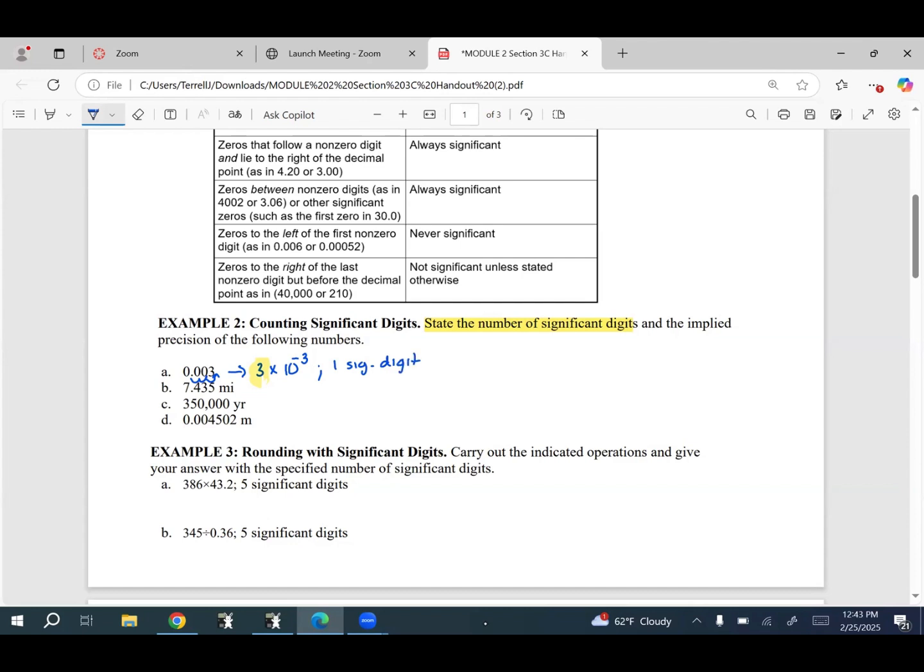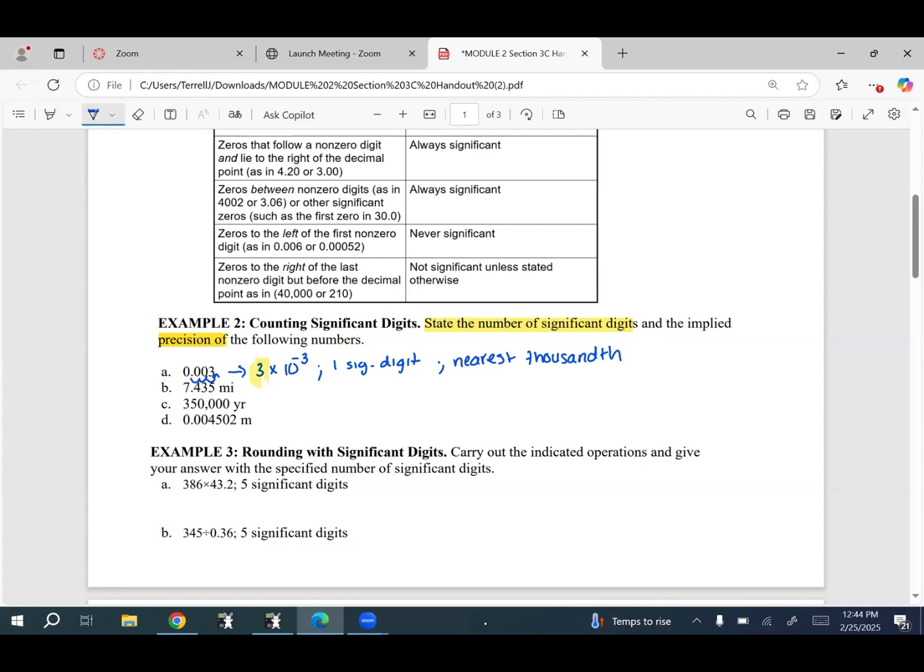So my answer is 1 significant digit. I'm just abbreviating that. It's also asking us for precision. Precision means how detailed your number is. So we're looking at to what decimal place was the original number. So it was 10th, 100th, 1,000th. So the precision is to the nearest 1,000th. You're just looking at the original number and looking at to what decimal place it is at.